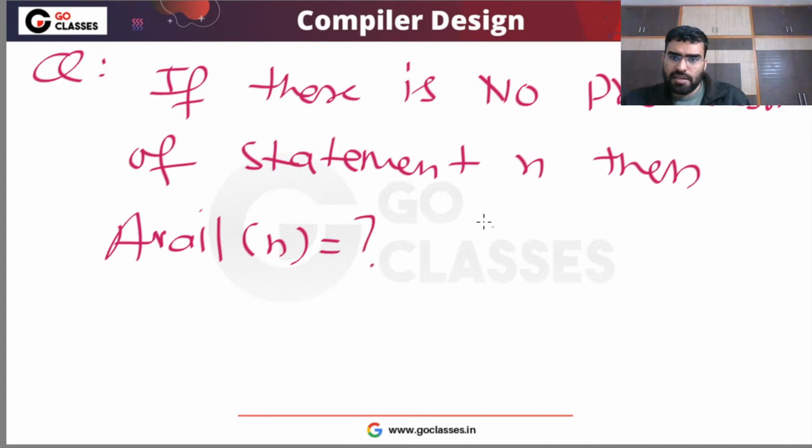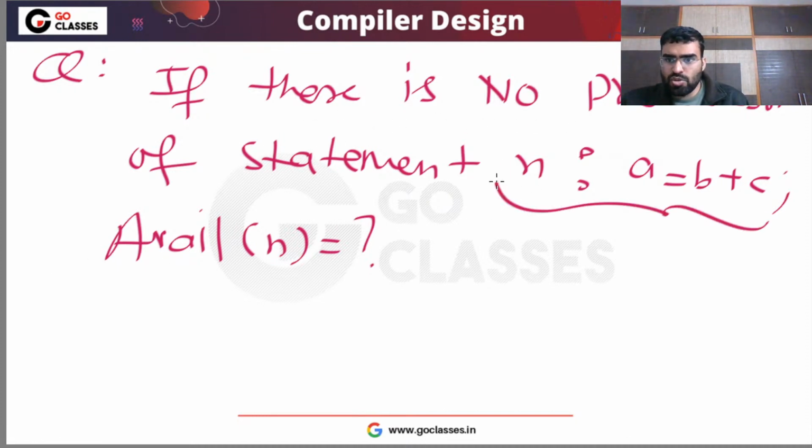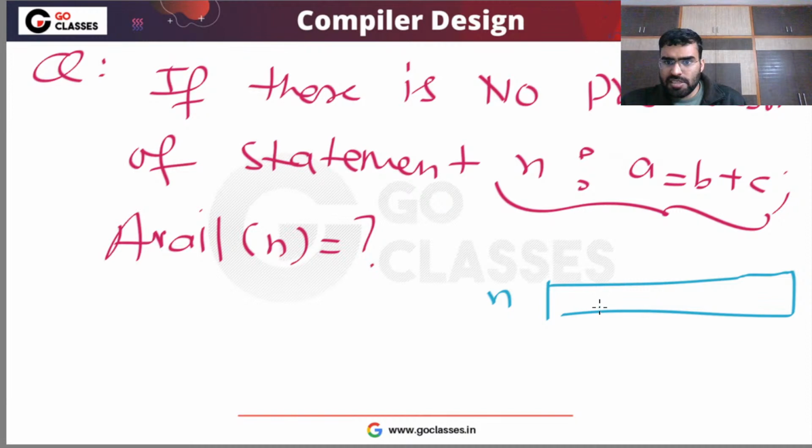Okay, let's assume statement n also I am giving you. Statement n is a equal to b plus c. So tell me what is avail of n. Can anyone tell me? If there is no predecessor of a statement, it means this is the first statement. Then what is avail of n?